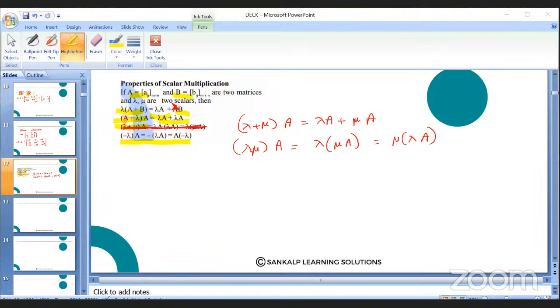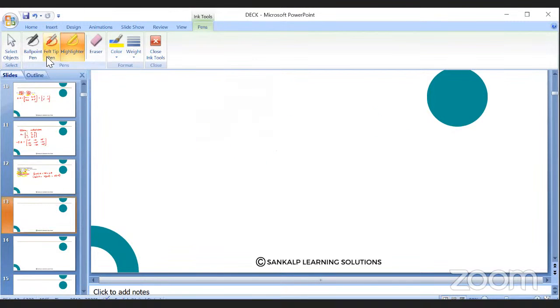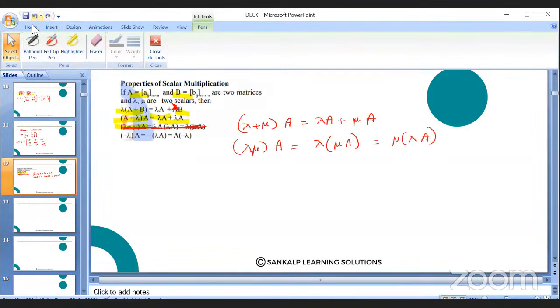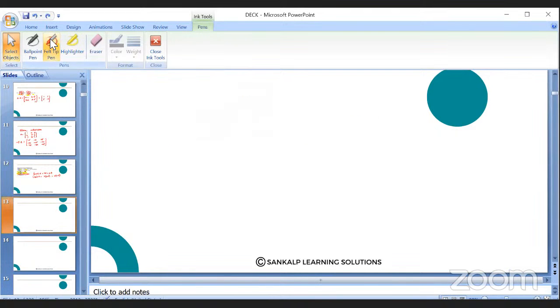The next is multiplication of two matrices. This is the toughest, the most difficult one of all. Suppose A is a matrix. Okay, I will write the heading first. Multiplication of two matrices.